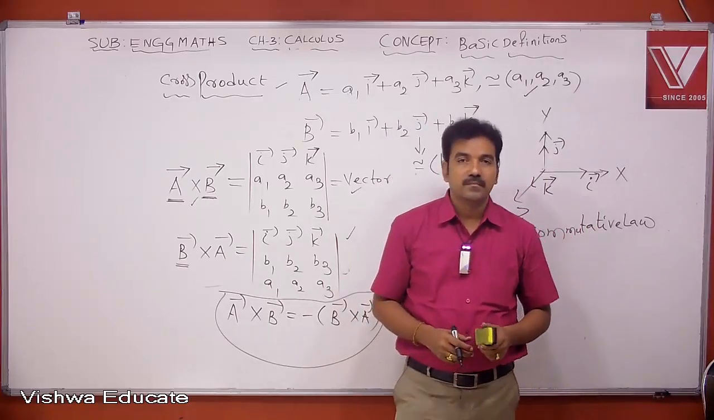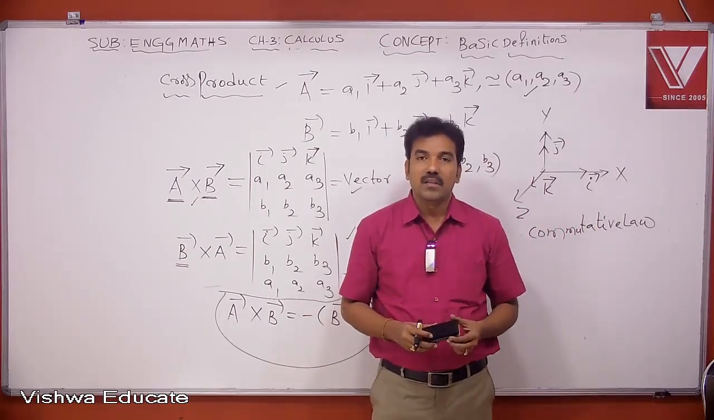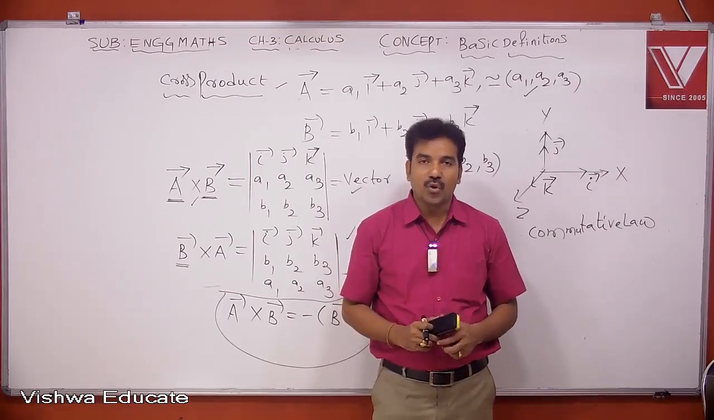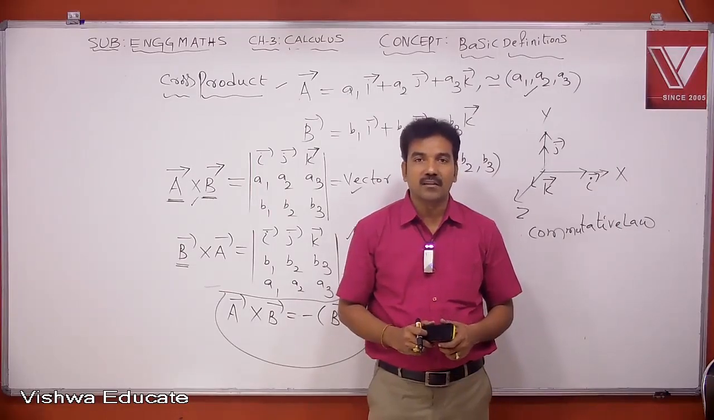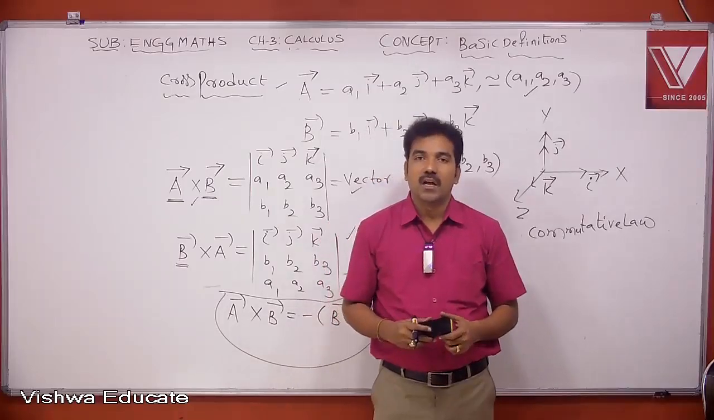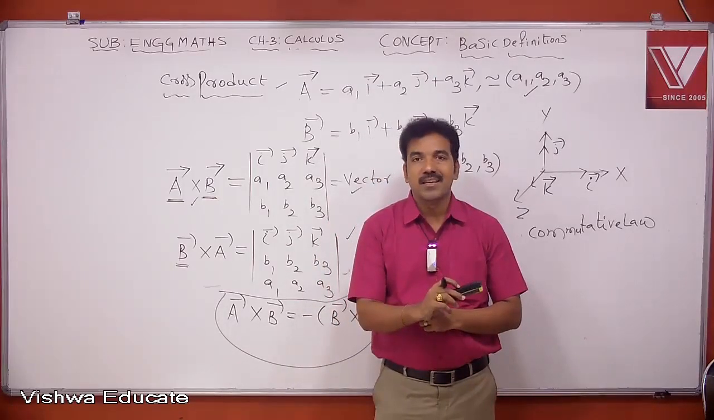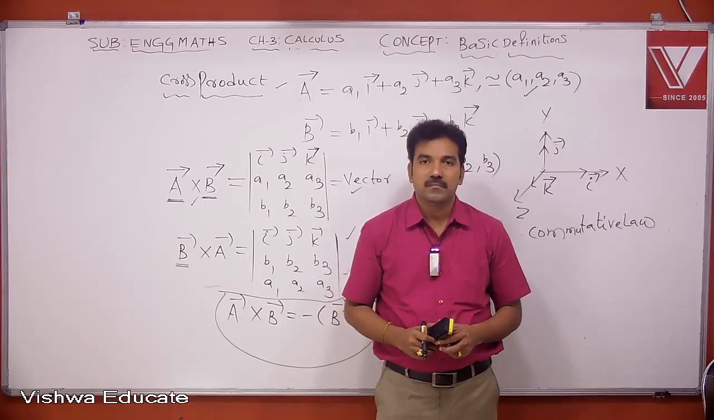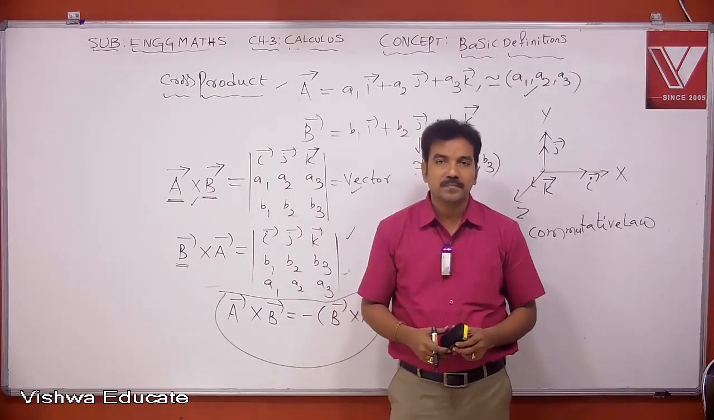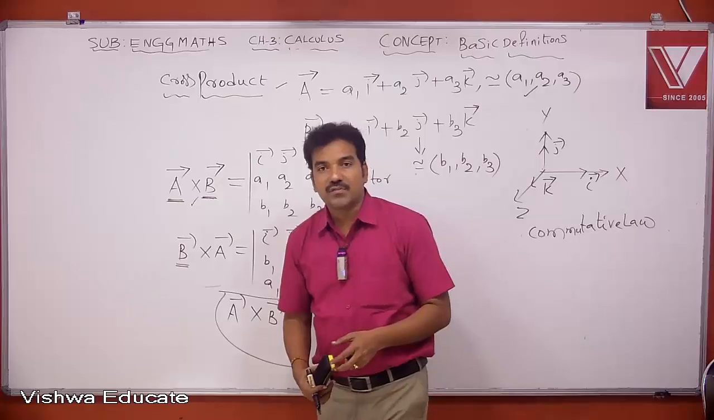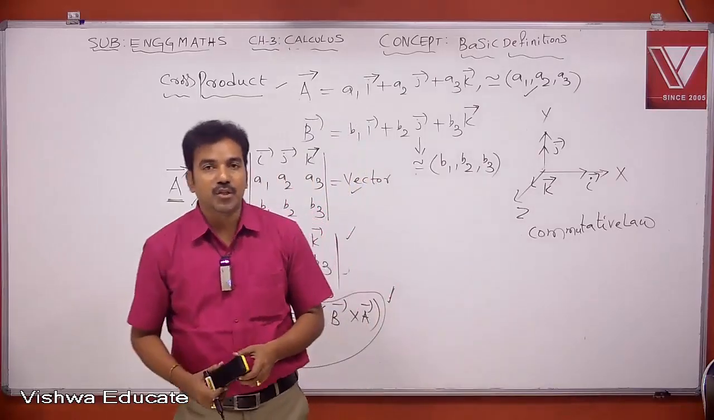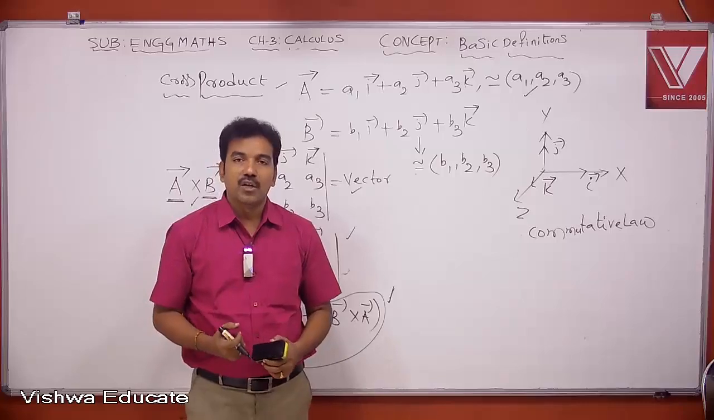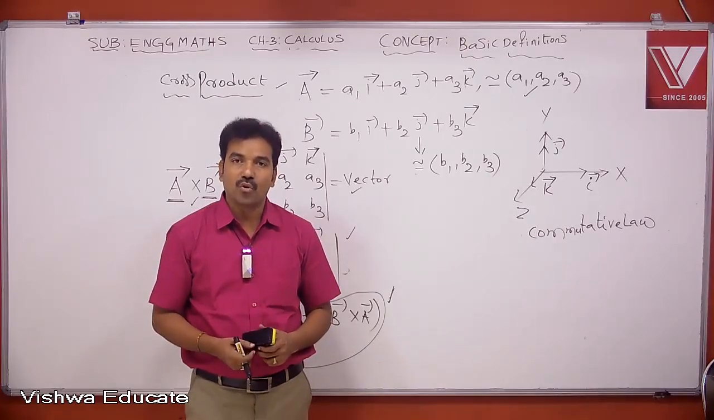Note: 1. The cross product of two vectors is a vector. Second point, vectors do not satisfy the commutative law with respect to cross product.